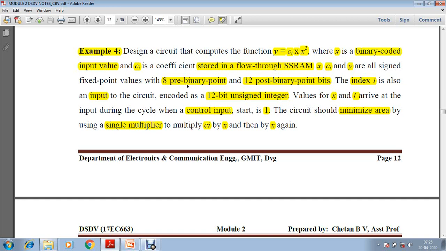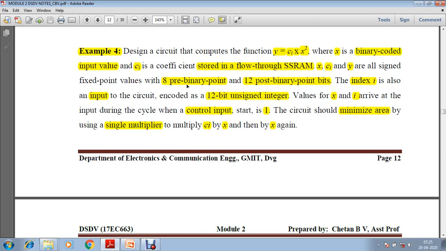The index I is also an input to the circuit encoded as a 12 bit unsigned integer. So it is a 12 bit unsigned integer. Values for x and I arrive at the input during the cycle when an input control start is 1. So there is an input control called start. When it is 1, the values x and I arrive at the system.